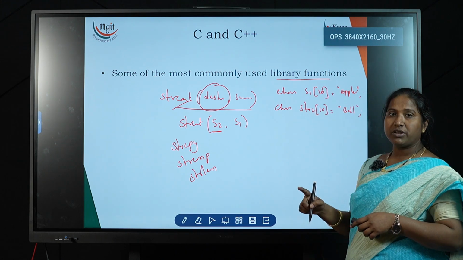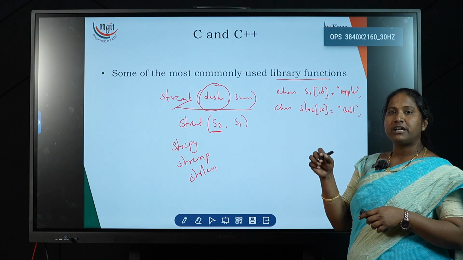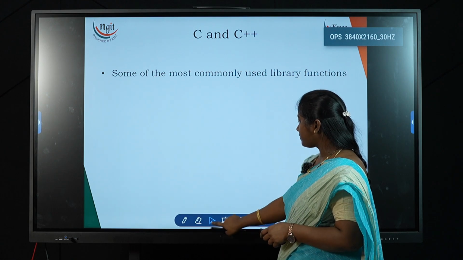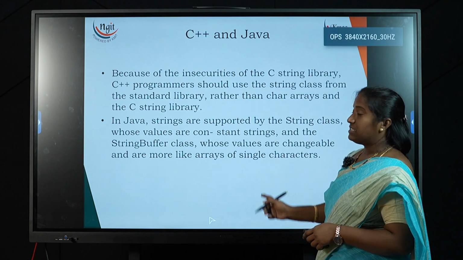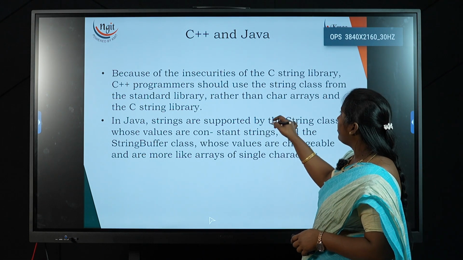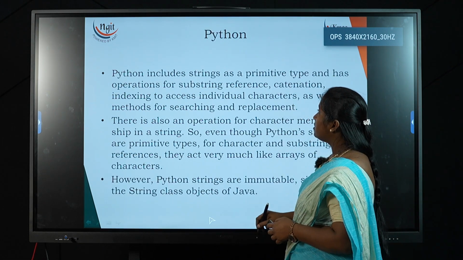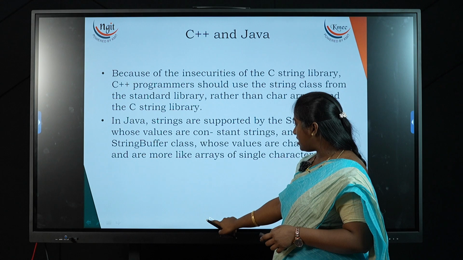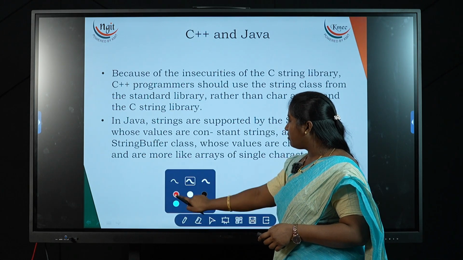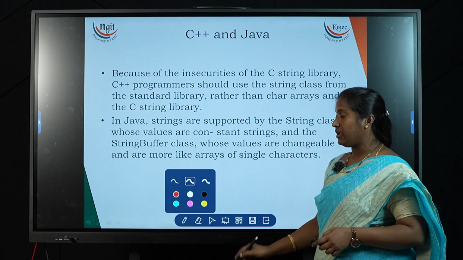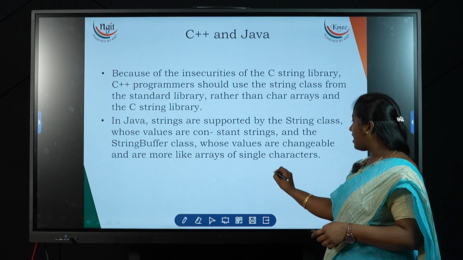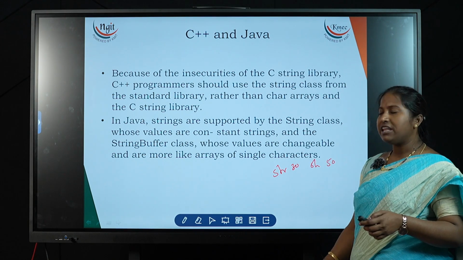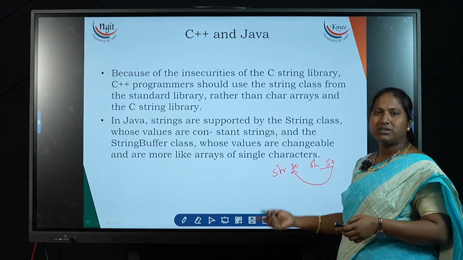When I say library functions, you have to understand that the data type is not primitive. Now let's see the other thing, C++ and Java. Because of the insecurities of the C string library, there are some drawbacks we have to discuss about C-based languages, especially C. C has a drawback while copying one string to another string. Let's say string 2 has space for 30 characters and string 1 has 50 characters. Copying 50 characters into 30 cannot be done, correct?